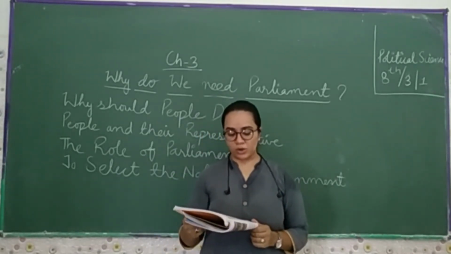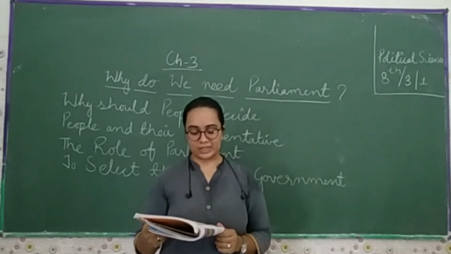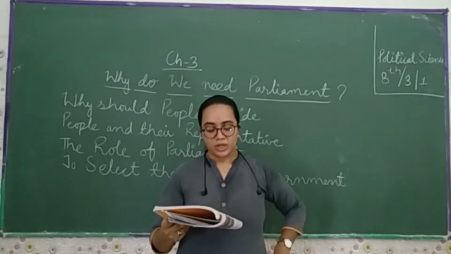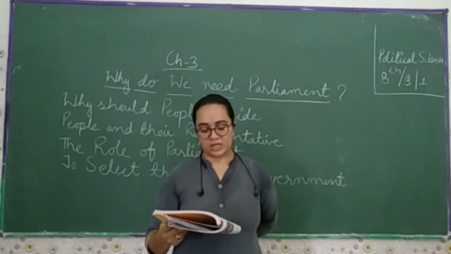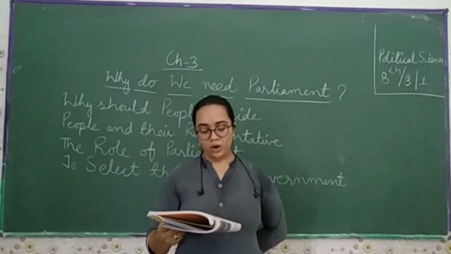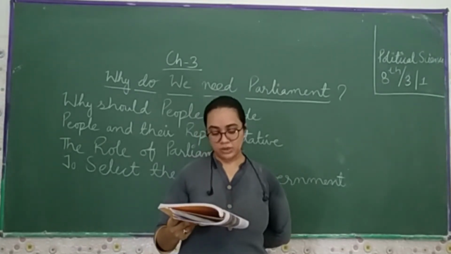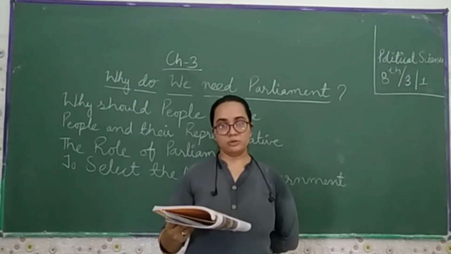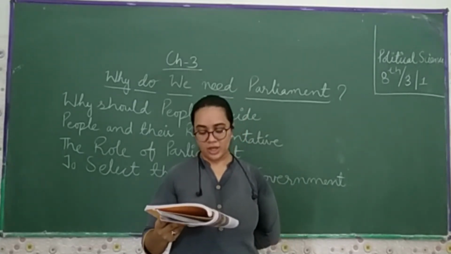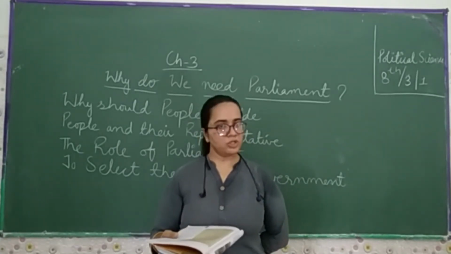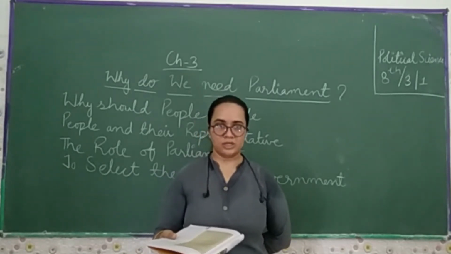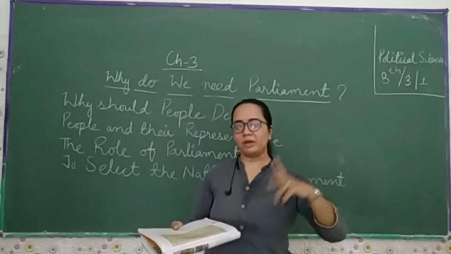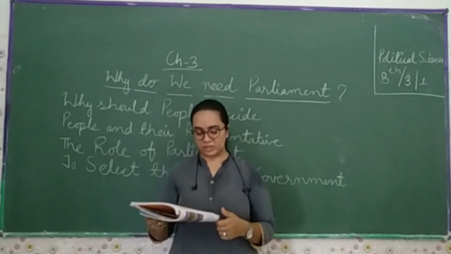State parties: AIADMK, 12. Dravida Munnetra Kazhagam, DMK, 2. All India Forward Bloc, 2. Indian Congress J, 1. Jammu and Kashmir National Conference, 3. Now Jammu and Kashmir is no more a state, it is a union territory. With the bifurcation of Jammu and Kashmir, one became Jammu and Kashmir and the second became Ladakh.